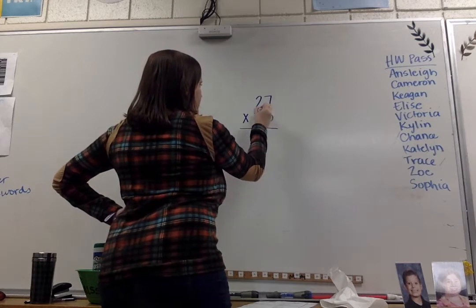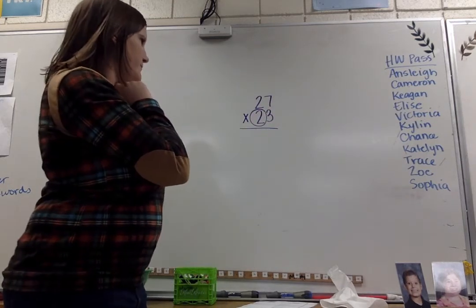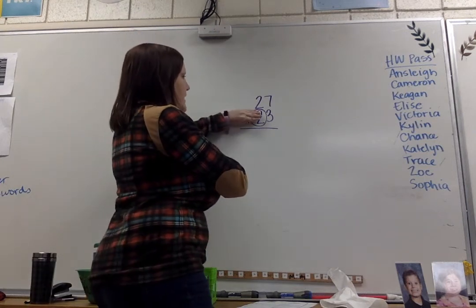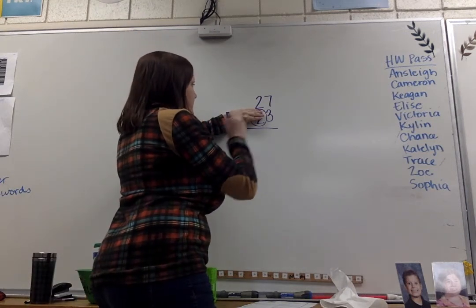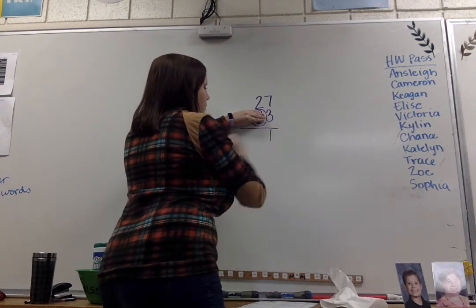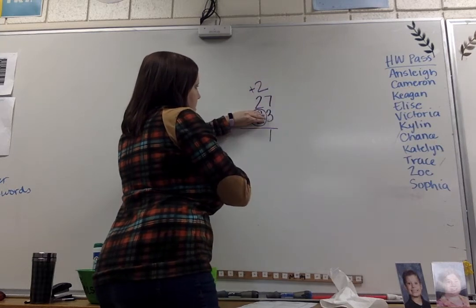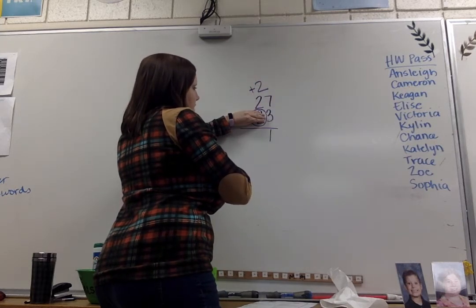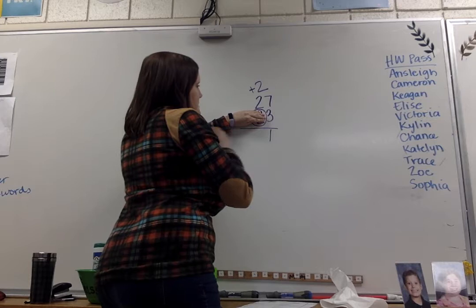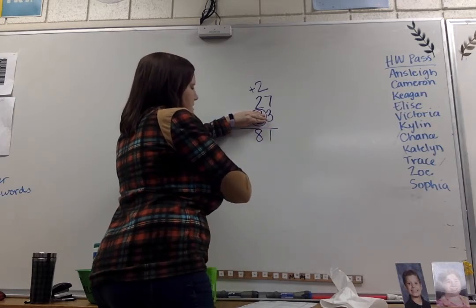All right, so we are going to bubble our 2, knowing that we're not using this 2 yet. So we're just looking at the 27 times 3. 7 times 3 gives me a product of 21. The 1 will go in the ones place, and I'll carry the 2 to the tens place. 2 times 3 is a product of 6 plus 2, gives me a sum of 8, so I put the 8 in the tens place.